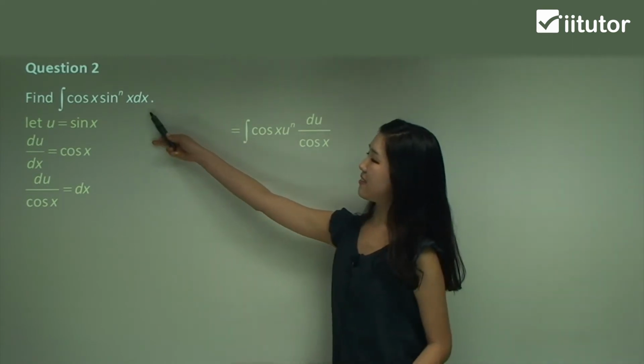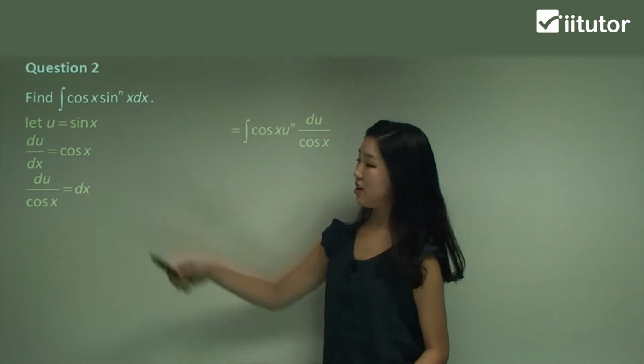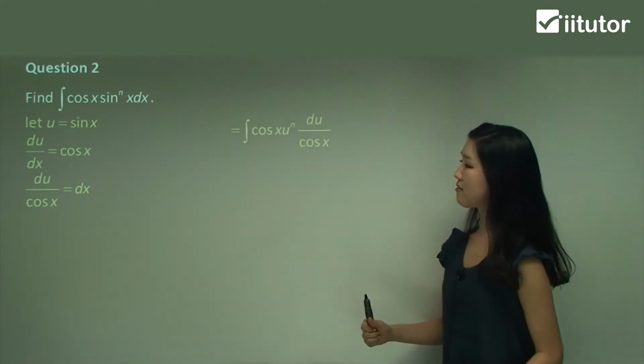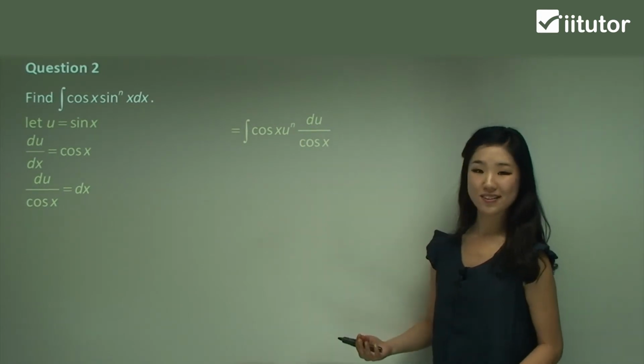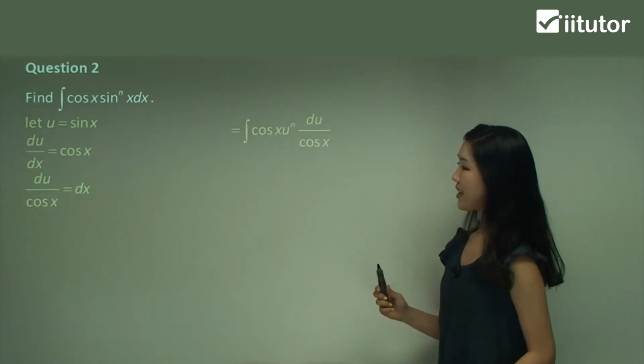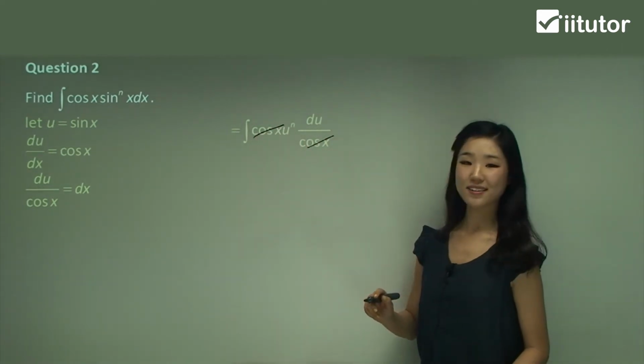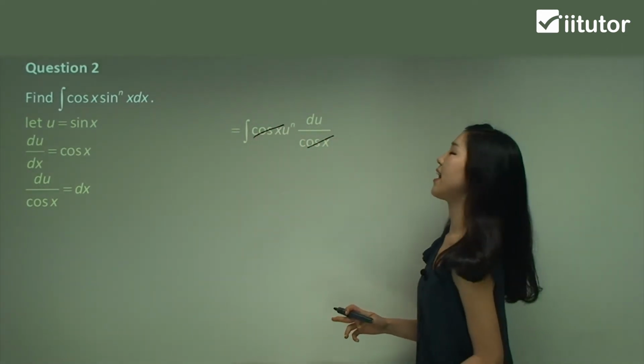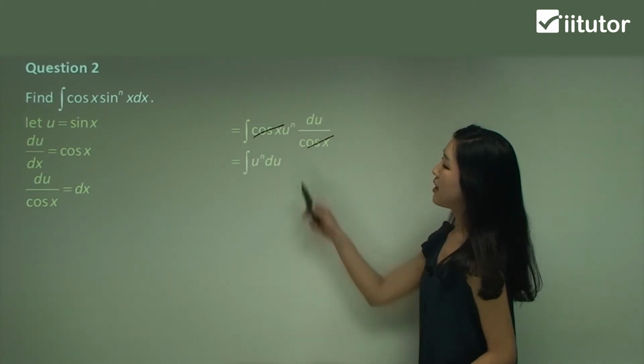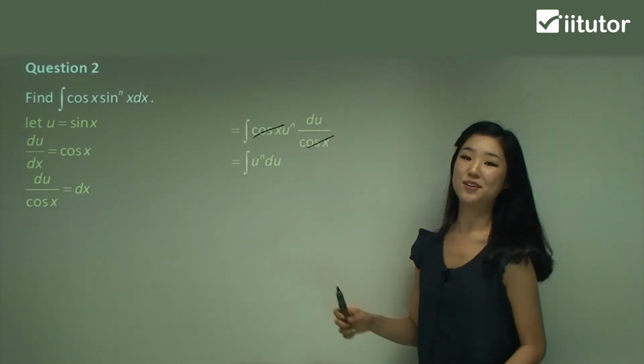Now, the dx, remember how I let dx be du over cos x? So I'm simply going to replace dx with du over cos x. And again, hope you guys can see that we can cancel this out, right? So I'll cancel those out. So I'm left with simply u to the power of n du.